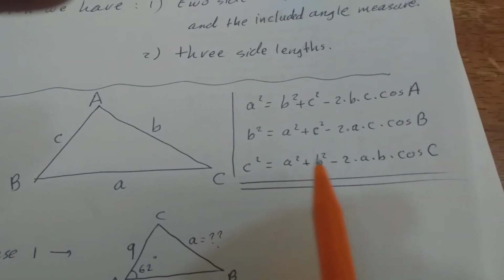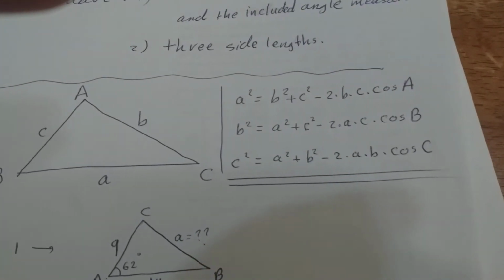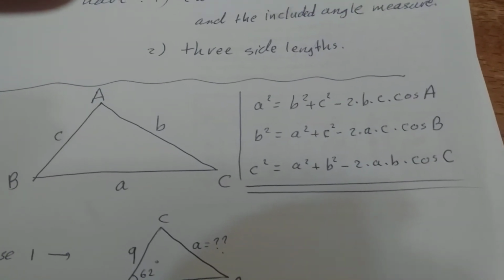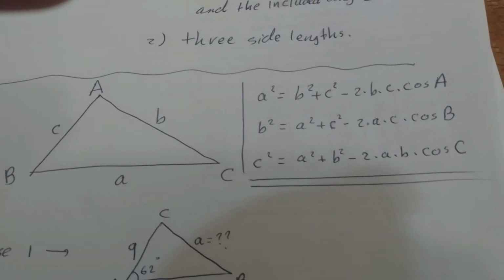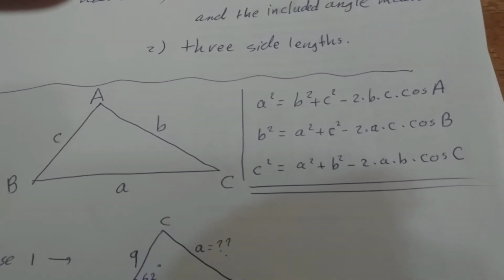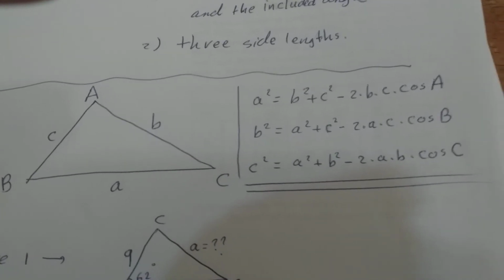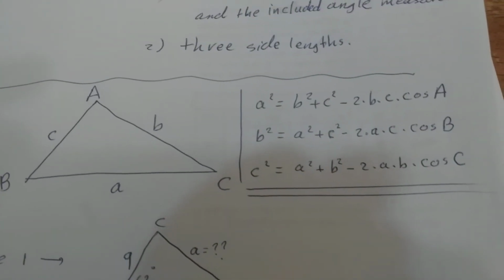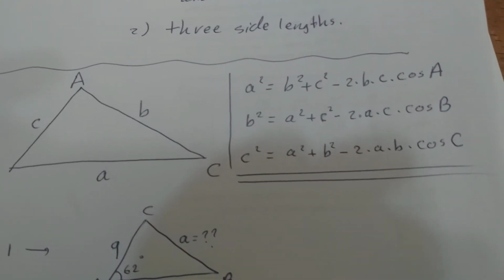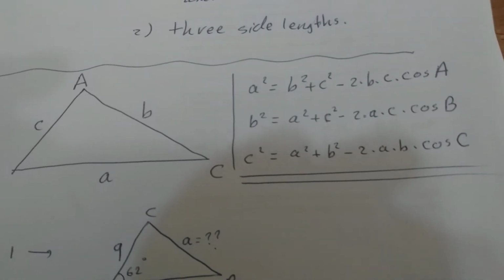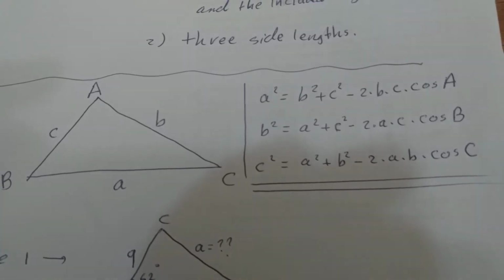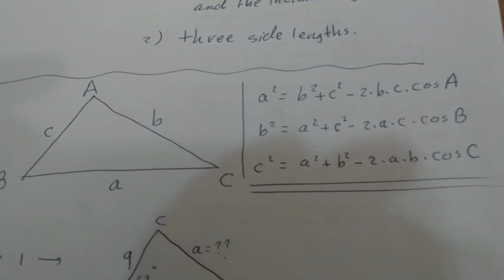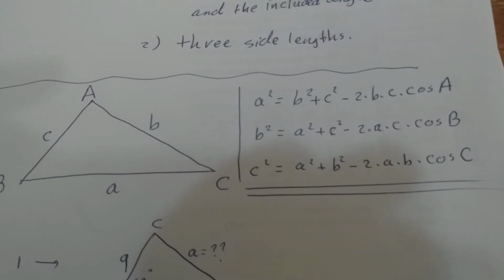I am sure that one of you, or a lot of you, will ask me, Mister, am I going to memorize all of these formulas? Yes, my dear students, you have to do that. And by the way, you're going to find it easy. According to the three formulas, a squared, b squared, and c squared, you will see that we just switch the letters. We just change them.